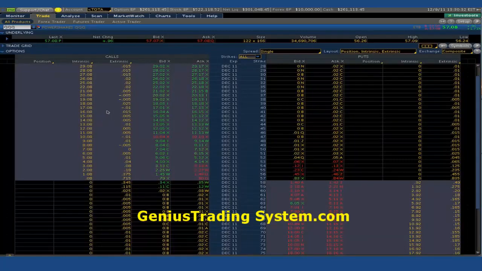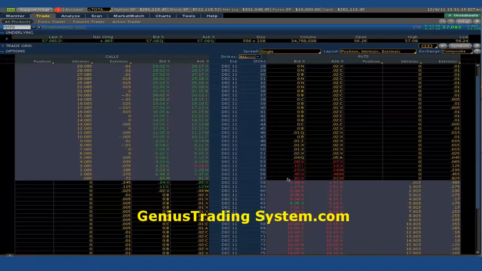As we go deeper into the money, you can see the intrinsic value increases. The extrinsic value, or another word for that is the time value of that option, decreases as we get deeper into the money. That's because there's more time value placed on at the money options or out of the money options. Actually, the most time value is given to the at the money options. That's why you see, in this case, the 57 strike price Q calls have an extrinsic value or time value of about 72 cents.